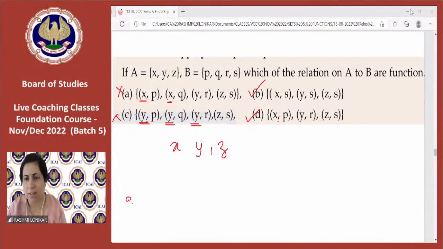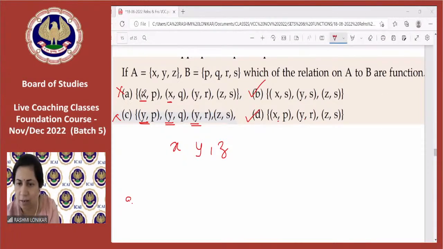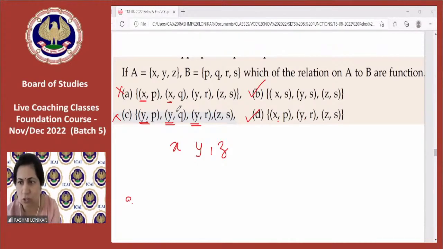Yes, welcome back. Here we were discussing the sum in which we have taken the definition or understanding of the concept of function, which says that each first element will be separate. So in A and C, we could see that the element X is repeated in A, and the element Y is repeated in C. So that means it is not a function. So B and D will be the functions.